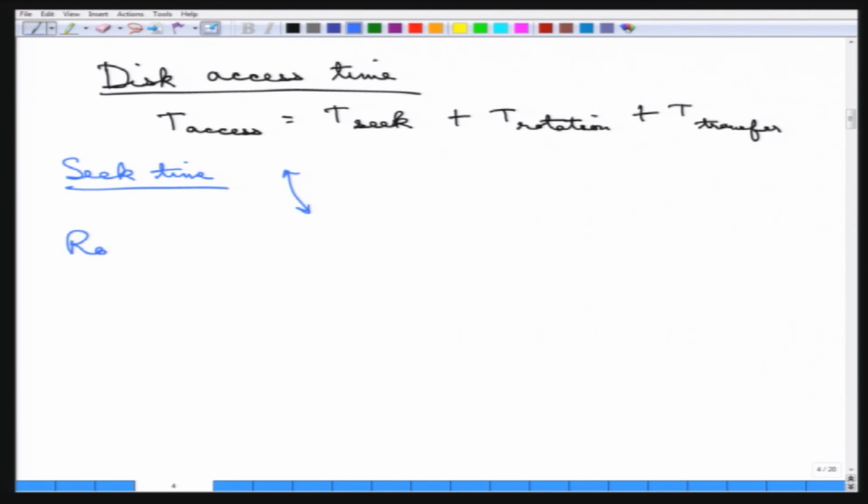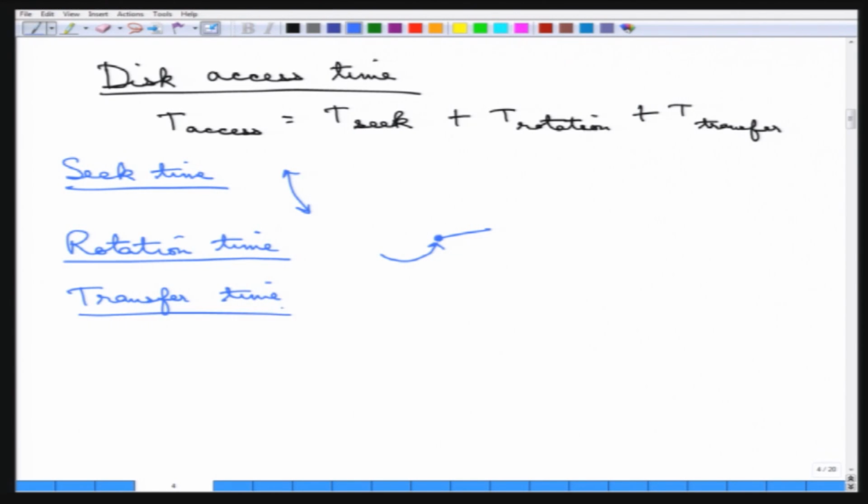The rotation time is the time for the disk to rotate such that the particular sector that is needed is placed under the head of the read-write arm. So it can be a complete rotation, or it can be a zero rotation with the sector already under the head of the read-write arm. So that is the rotation time, and finally there is the transfer time. The transfer time is the time such that the complete sector of data is read. So suppose this is the sector of data that needs to be read by the OS. This is the complete time that the disk rotates such that the entire amount of data passes under the read-write arm.